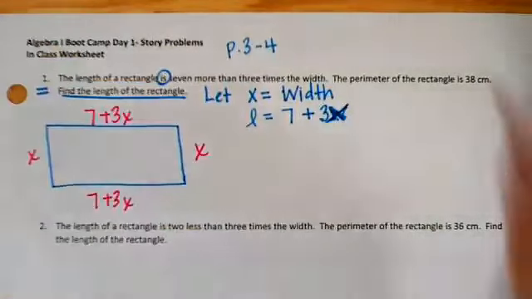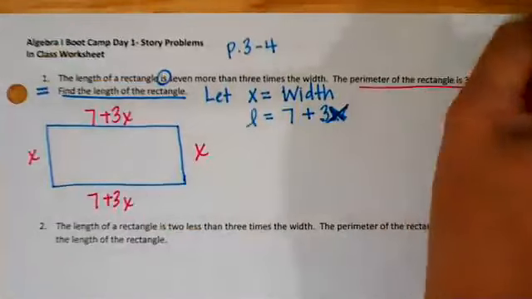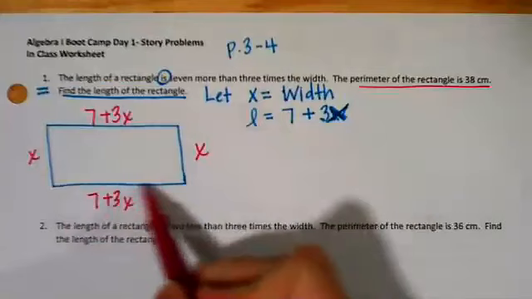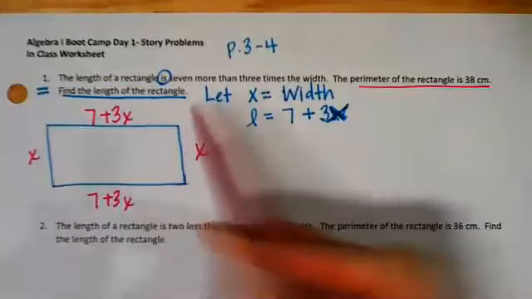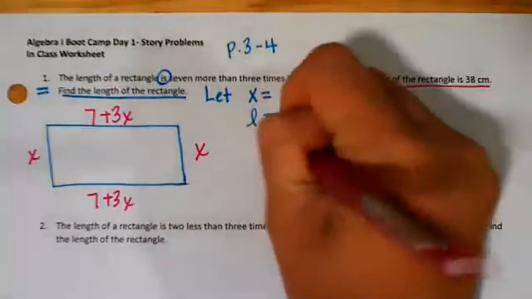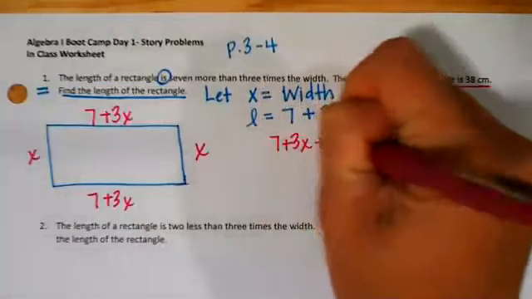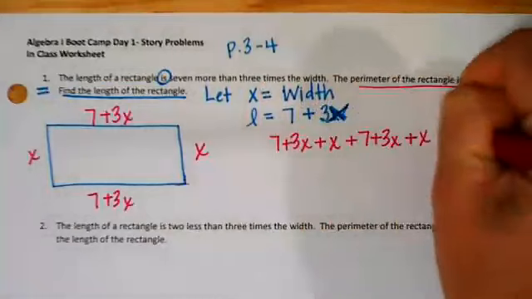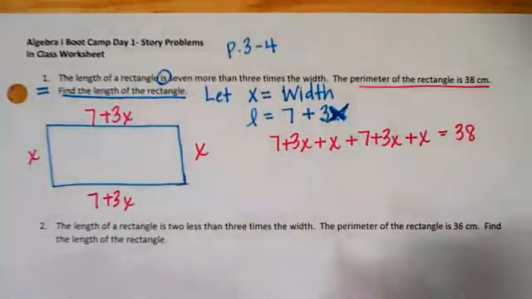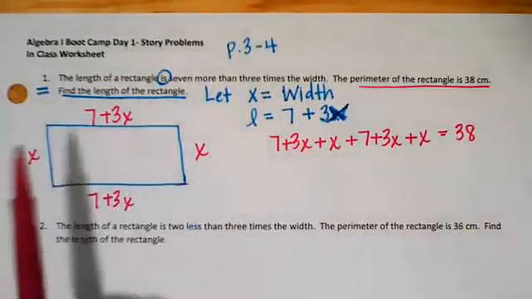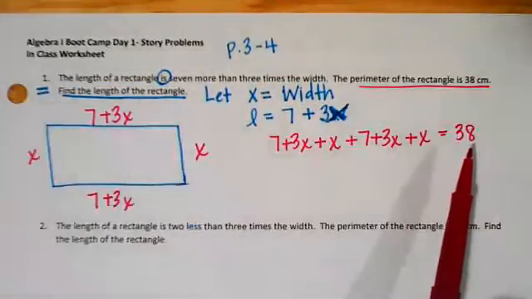I also know that the perimeter of the rectangle is 38. So remember from geometry that perimeter is the total of all the surrounding sides of my rectangle. So therefore, I'm going to set up an equation where I say 7 plus 3x plus x plus 7 plus 3x plus x equals 38. I just started with this 7 plus 3x and worked my way around the rectangle, and then set that equal to the perimeter of 38.